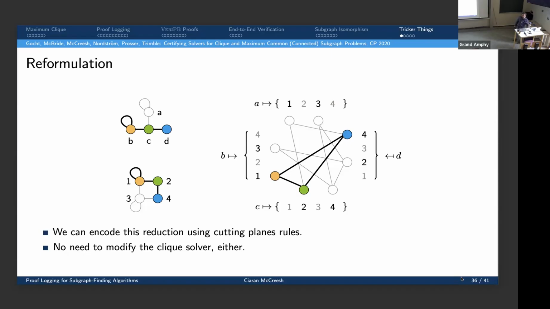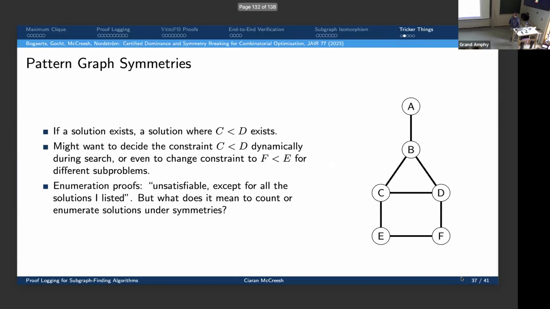And it turns out we don't even need to modify the proofs generated by the clique solver either. We can start off with the natural definition of maximum common subgraph, turn it into a clique problem inside the proof, run the clique solver without even telling it that it's dealing with a maximum common subgraph problem, and we get a proof of the original problem. I think Ruth will talk about this tomorrow.